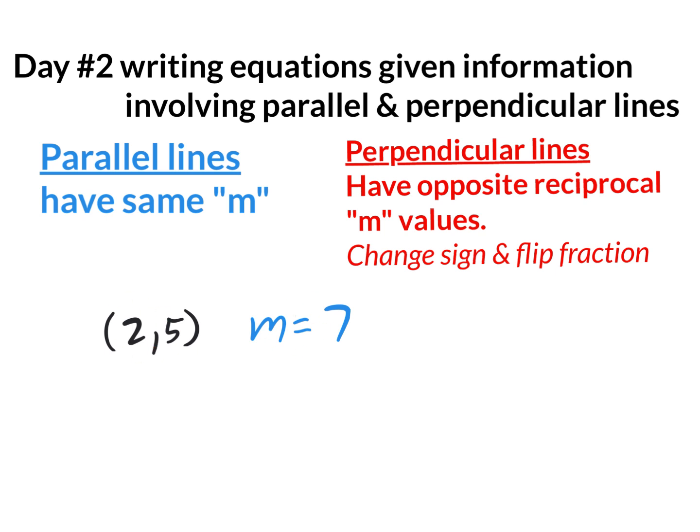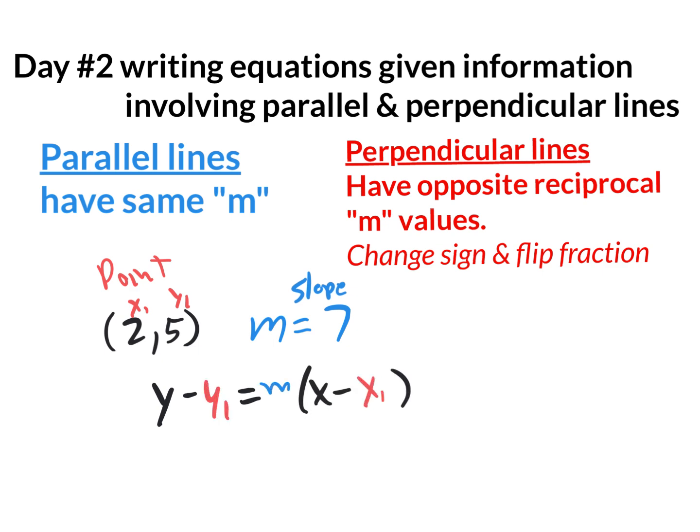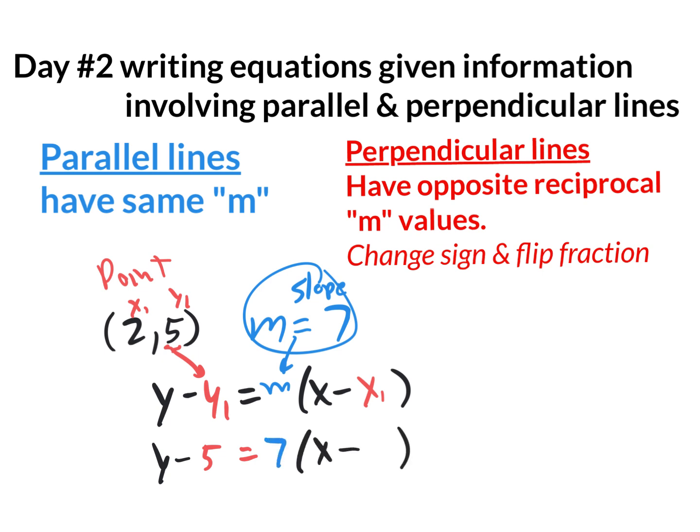And we know the 3 forms, and since they give us a point, x1, y1, and a slope, which is 7, we know we could write it in point slope form. We need to remember what point slope form is. It's y minus y1 equals m parentheses x minus x1, where you simply plug them in. So we have the 5 going where the y1's at: y minus 5 equals 7, then parentheses x minus the x1 value, which happens to be 2.